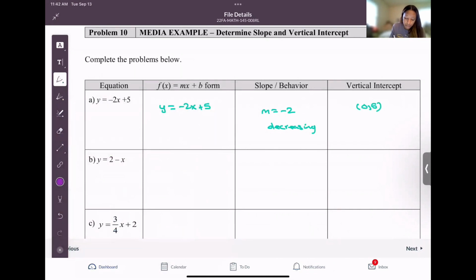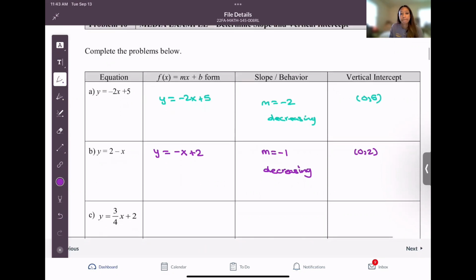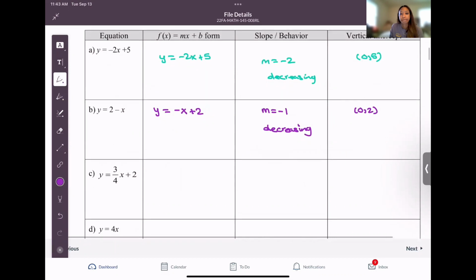All right, for part B, y equals 2 minus x. This one, the order is switched. If we write this in slope-intercept form, it would be y equals -x plus 2. And then here, it's a little clearer to see that the slope m is -1. Again, this would be a decreasing line. And we have a plus 2, so the vertical intercept is 0, 2.